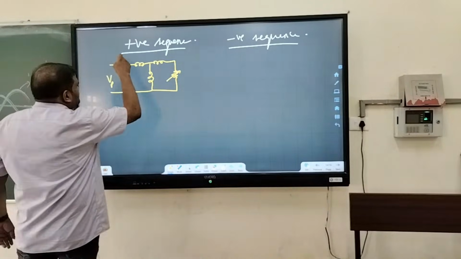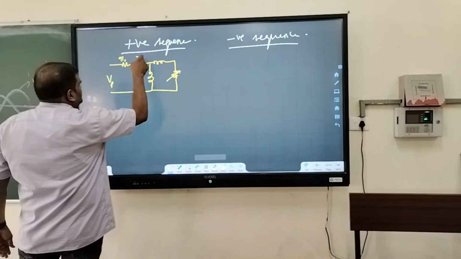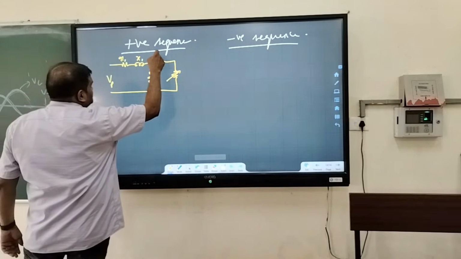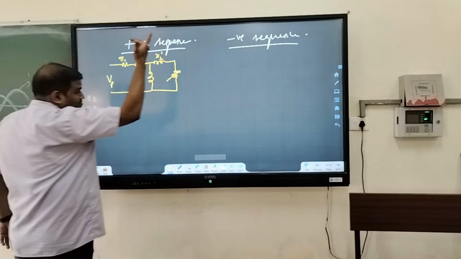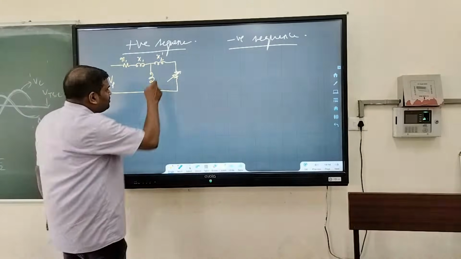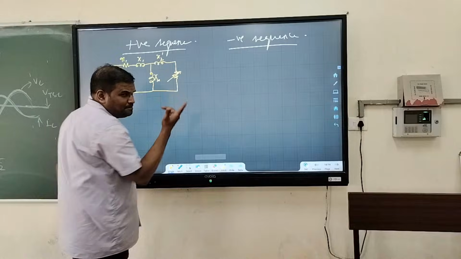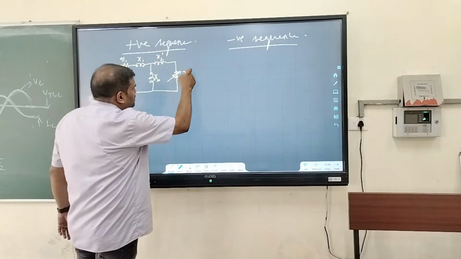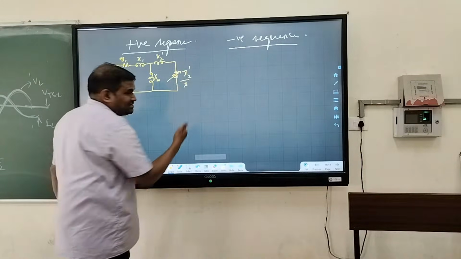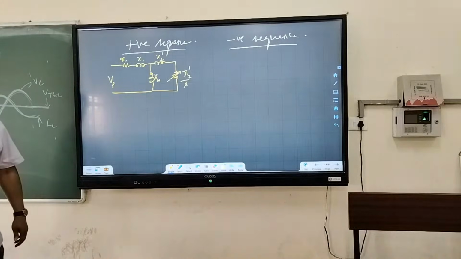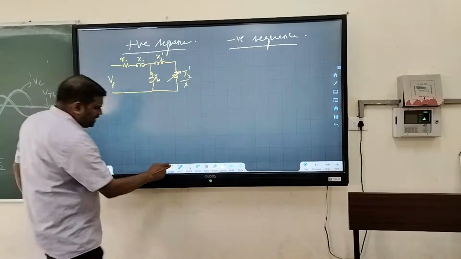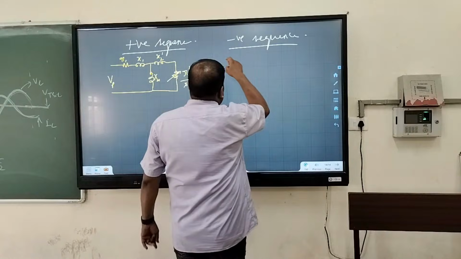What is this value? This is R1, this is X1, this is X2 dash. Positive sequence, so all the terms will remain there. This is XM. What is this? R2 dash by S. Clear? This we know. Negative sequence, what is the equivalent circuit?